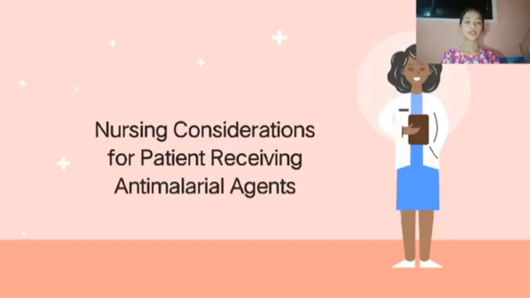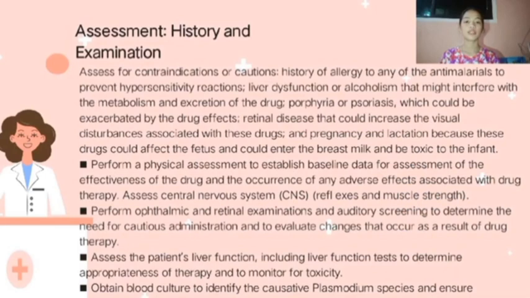Nursing considerations for patients receiving antimalarial agents. So the first part is the assessment, which includes history and examination. Assess for contraindications or cautions: history of allergy to any of the antimalarials, to prevent hypersensitivity reactions; liver dysfunction or alcoholism that may interfere with the metabolism and excretion of the drug; porphyria or psoriasis, which could be exacerbated by the drug effects; retinal disease that could increase the visual disturbances associated with these drugs; and pregnancy and lactation, because these drugs could affect the fetus and could enter the breast milk and be toxic to the infant.